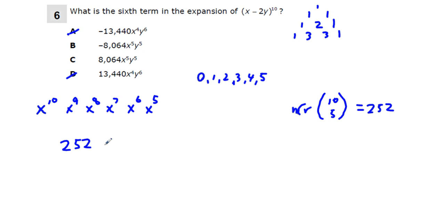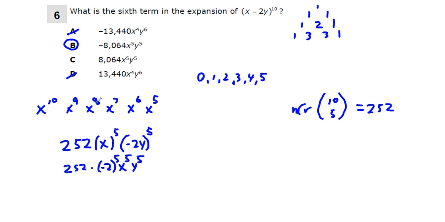We're going to have x to the 5th, and then we're going to have this negative 2y also to the 5th, because the exponents have to add up to 10. So we're going to get 252 times negative 2 to the 5th power, x to the 5th, y to the 5th. And I think it's going to have to be B. Why is that? Because you're going to have a negative 2 to the 5th power. That's going to be a negative number.